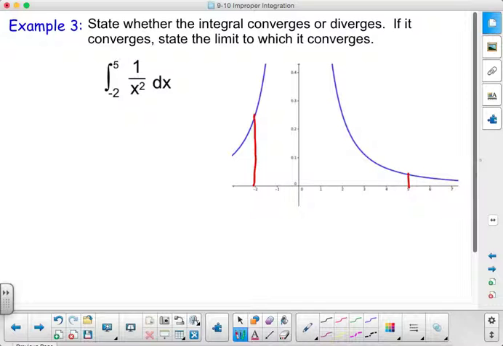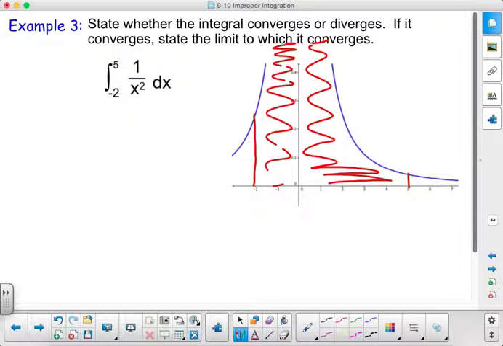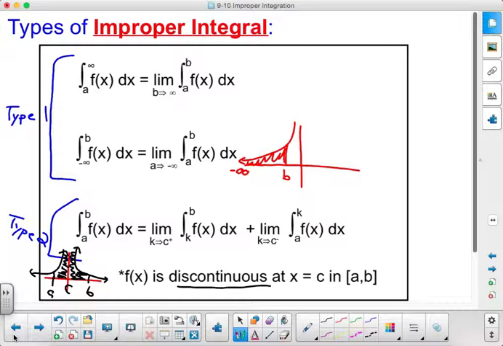What's the issue with finding the area under this curve? This is going to go on forever there, because my function is discontinuous. Where's it discontinuous? At 0. I'm going to have to break this up into two pieces, and this goes back to this idea of type 2.